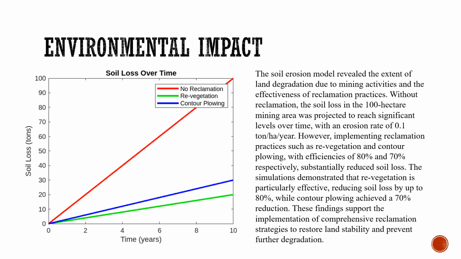So after the MATLAB simulations, this is the graph obtained. The soil erosion model revealed the extent of land degradation due to mining activities and the effectiveness of reclamation practices. Without reclamation, the soil loss in the 100-hectare mining area was projected to reach significant levels over time, with an erosion rate of 0.1 ton per hectare per year. However, implementing reclamation practices such as revegetation and contour plowing, with efficiencies of 80 and 70% respectively, substantially reduced soil loss.